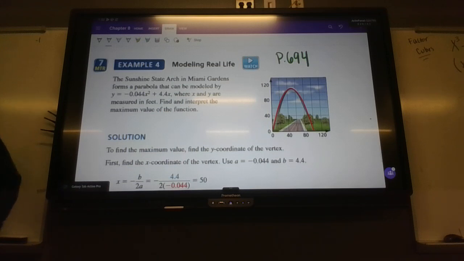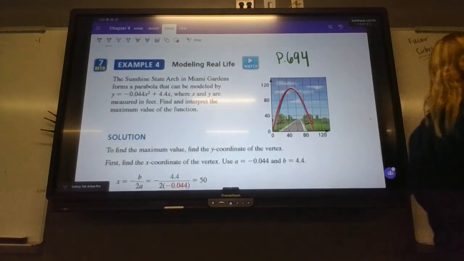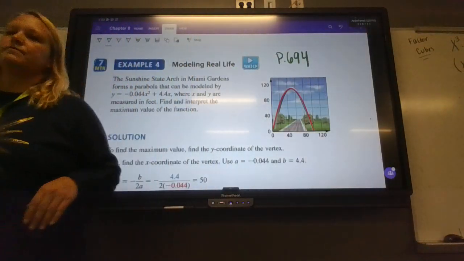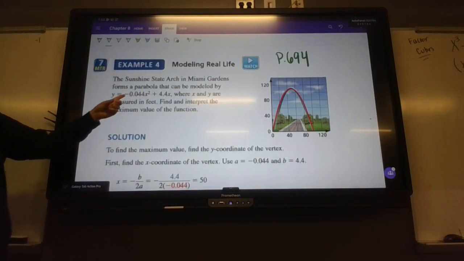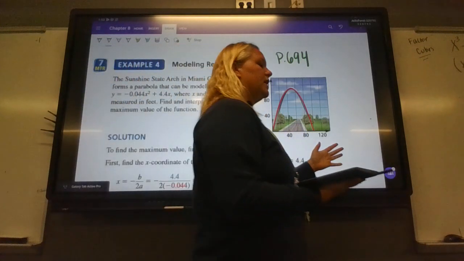The Sunshine State Arch in Miami Gardens forms a parabola. And this is the parabola's equation. It's a real life parabola. Architecture, civil engineering, physics. It opens down, so there's a negative in front. X and Y are measured in feet. Find and interpret the maximum value of this function.